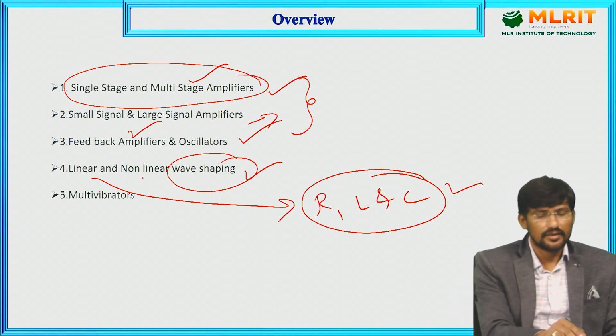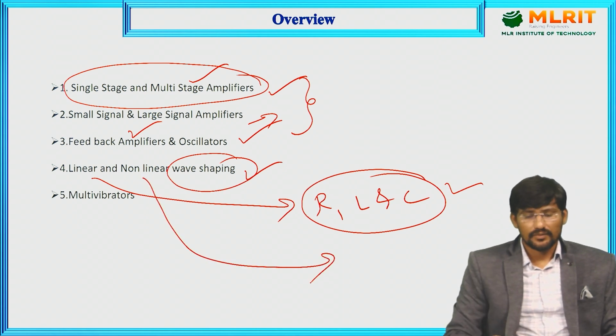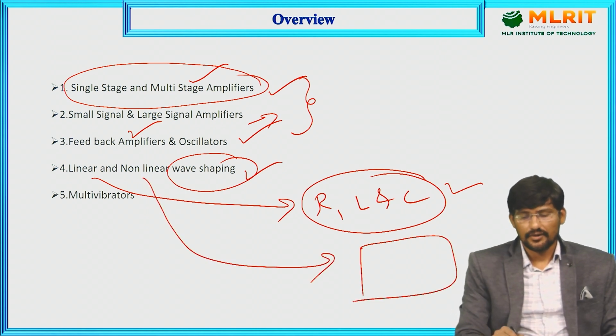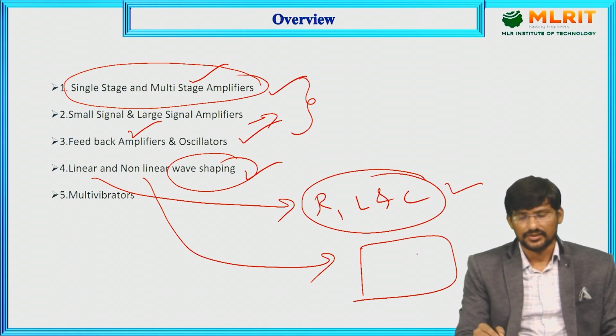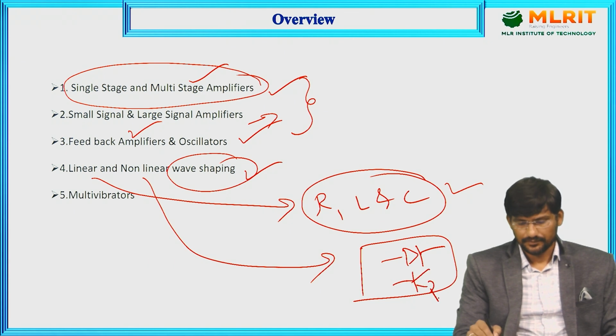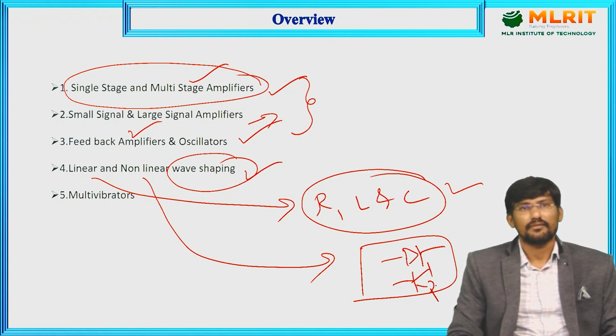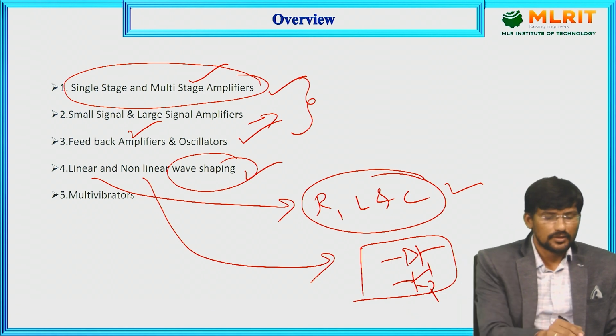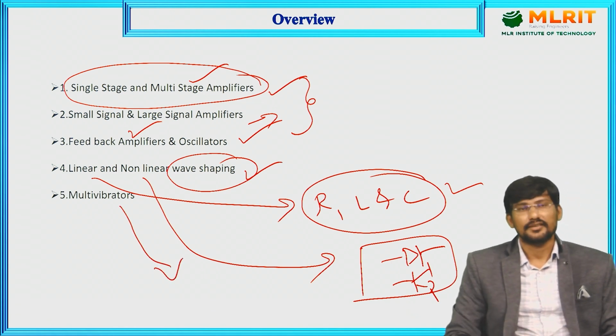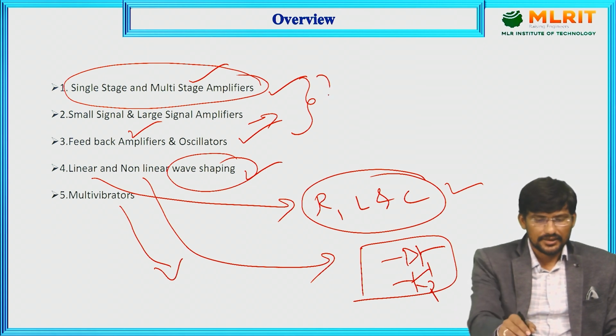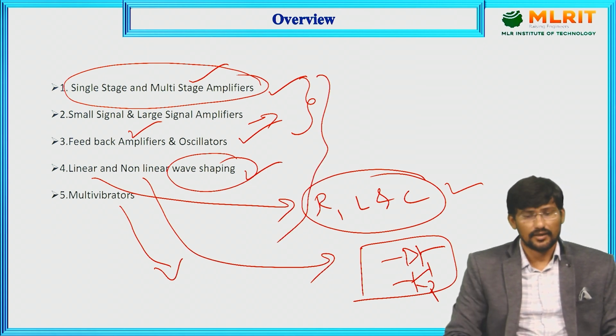Non-linear wave shaping is when the system is designed with non-linear elements. Non-linear elements are like diodes and transistors. If you take a diode or transistor in the circuit, that comes under non-linear wave shaping. This we will discuss extensively in the fourth chapter, and then we will discuss the multi-vibrator. A multi-vibrator is another electronic circuit which is used to produce square waveforms or pulse waveforms. So this is the complete overview of the analog circuits course.